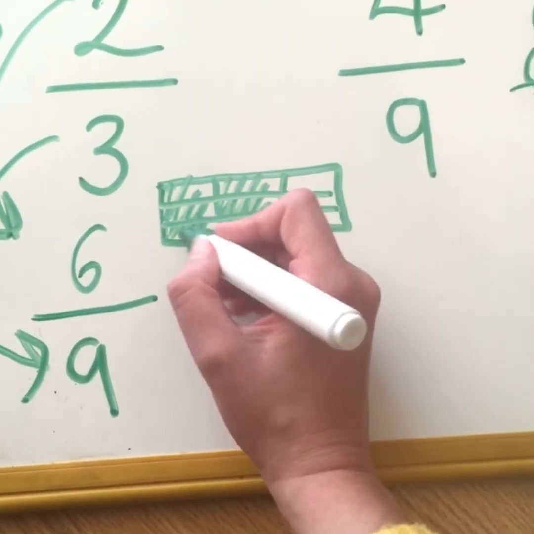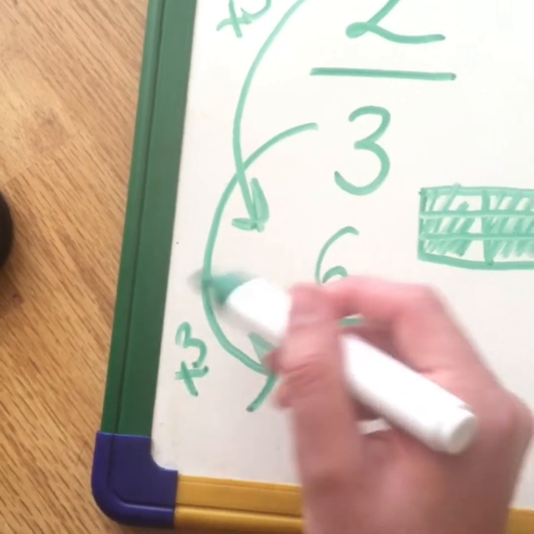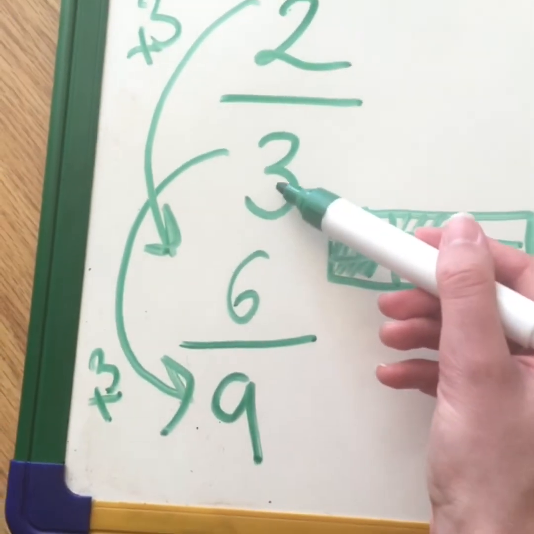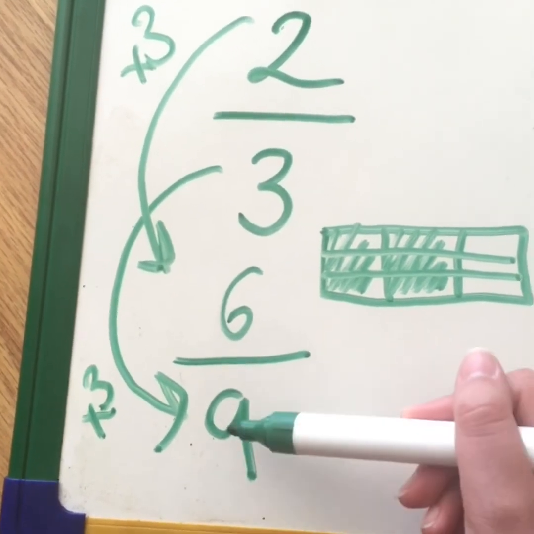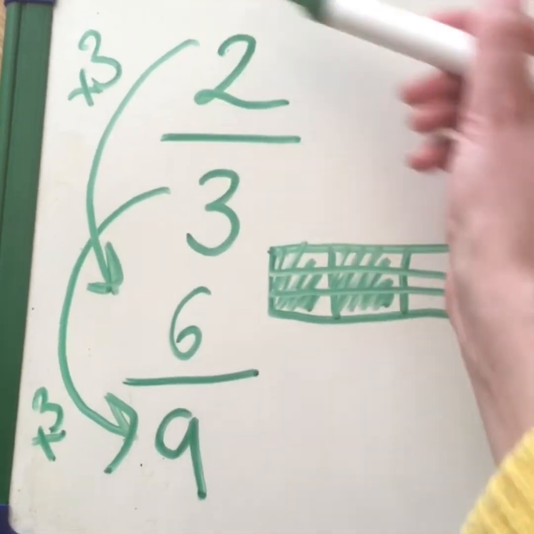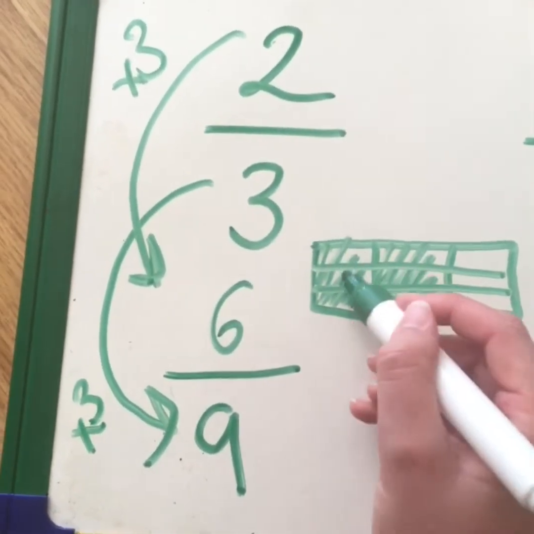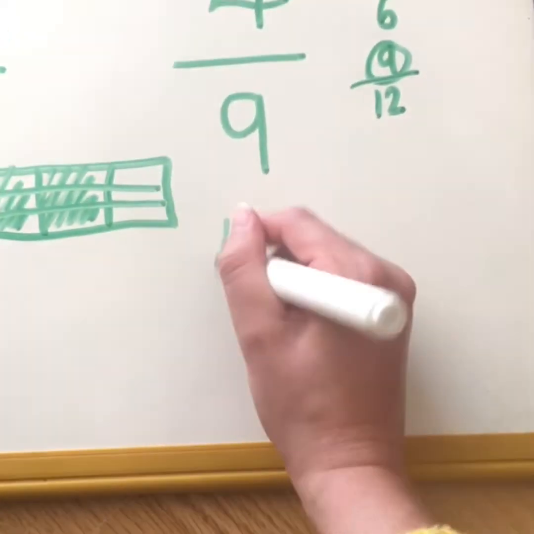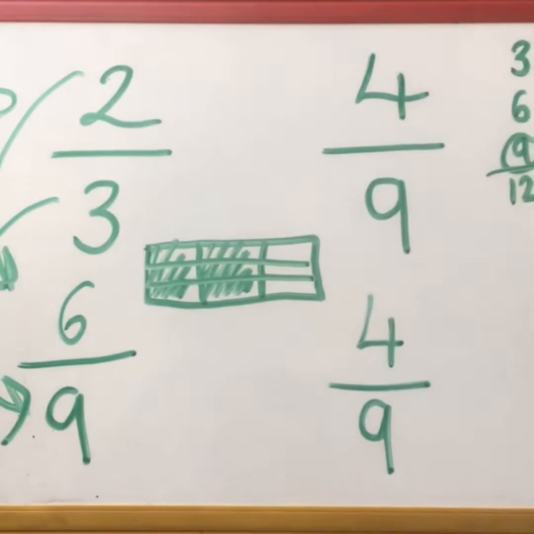And I've cut each third into 3 pieces. And that's what it means when we're timesing by 3. We are cutting each of those thirds into 3 pieces, so that now we've got 9 pieces. Those 2 pieces that we had have been cut into 3 pieces, so now there is 6 of those pieces. If I look at 4/9, 4/9 is already cut into ninths, so I don't need to change that denominator.